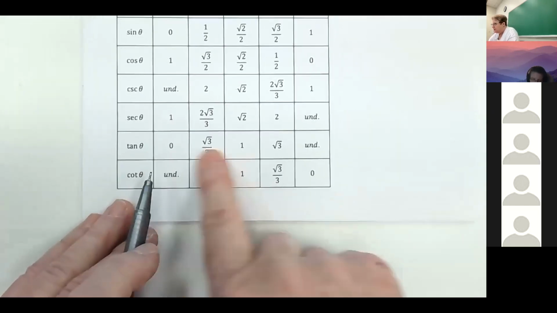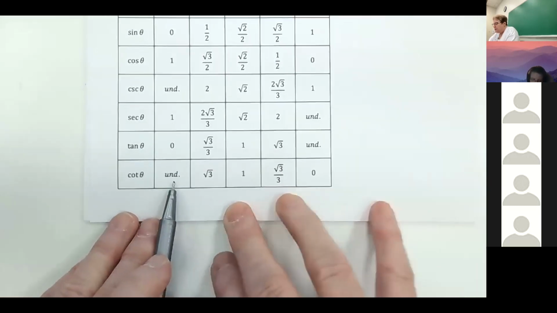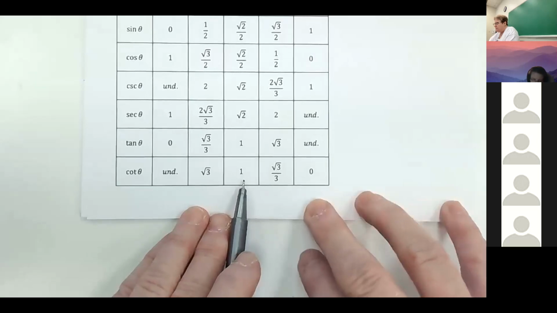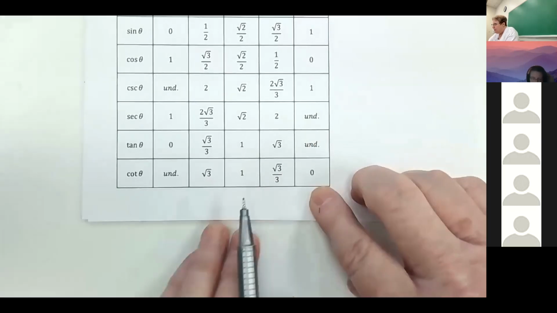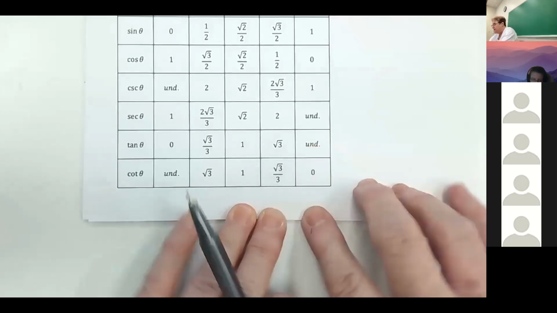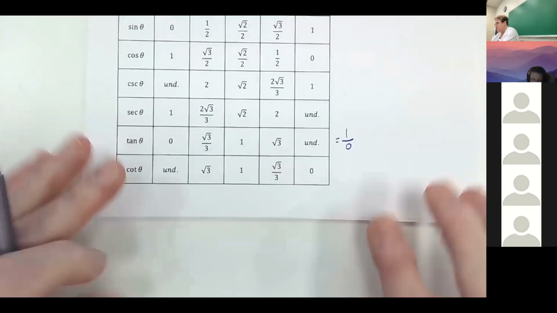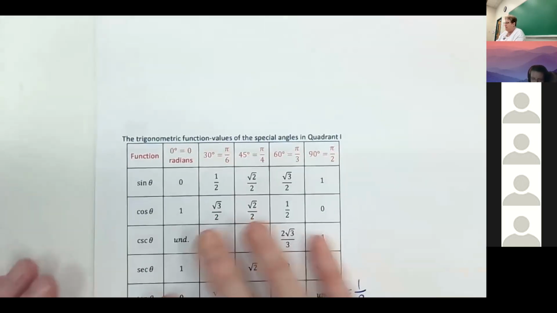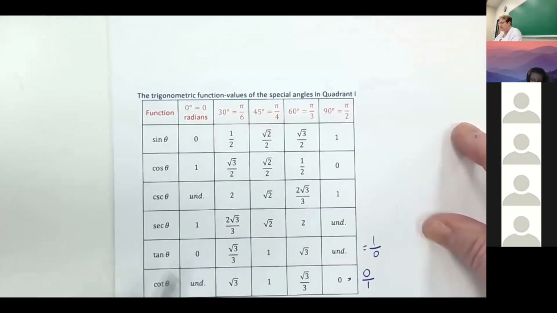Cotangent is just the reciprocal of tangent. The reciprocal of 0 is undefined. The reciprocal of square root of 3 over 3 is square root of 3. The reciprocal of 1 is 1. The reciprocal of square root of 3 is square root of 3 over 3. And this is the only one that's a little bit weird. The reciprocal of undefined is 0, because our particular undefined was 1 divided by 0, and we're flipping it. So this is 0 divided by 1, which is 0. So this table will give you all the values for all of the trig functions for the whole unit circle.